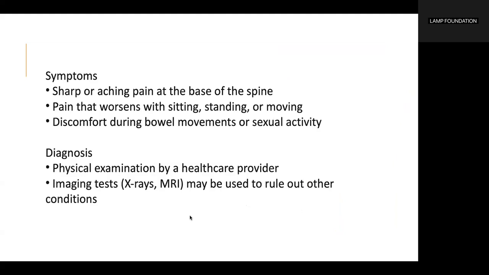Symptoms: sharp or aching pain at the base of the spine, pain that worsens with sitting, standing, or moving, discomfort during bowel movements or sexual activity. Diagnosis is by physical examination by a healthcare provider. Imaging tests, x-rays, MRI may be used to rule out other conditions.